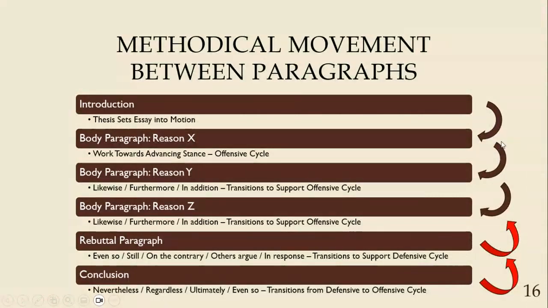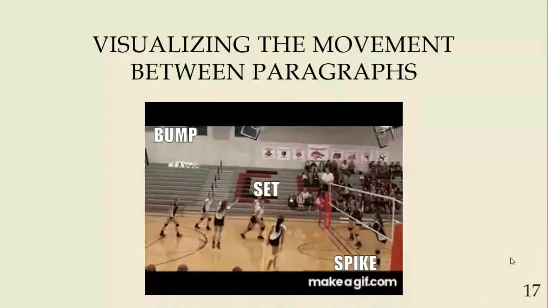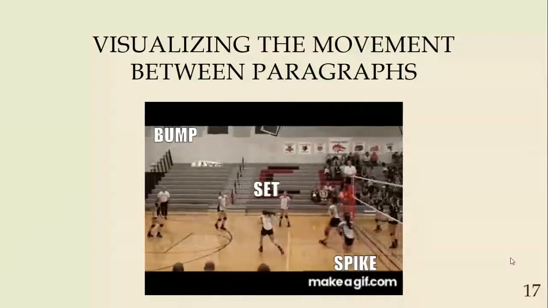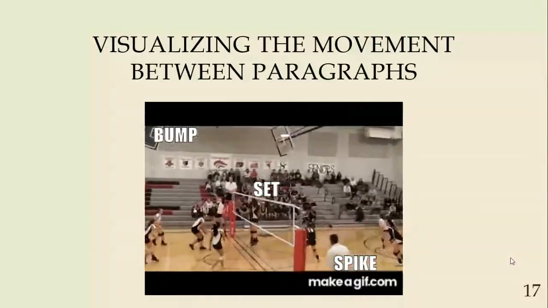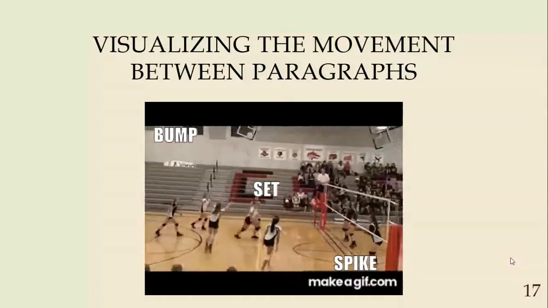So here we have an advancement, an advancement, an advancement, all offensive cycles, and then we have a defensive cycle. That rebuttal comes back. And then we have a rebuttal to the rebuttal, and that's how we can conclude. Now, that's a very methodical movement between paragraphs, and it's kind of like volleyball with a bump, set, spike. It's like reason X, reason Y, reason Z, and then you have that defensive cycle. So you're essentially setting your paper up to score more persuasive points with your readers.